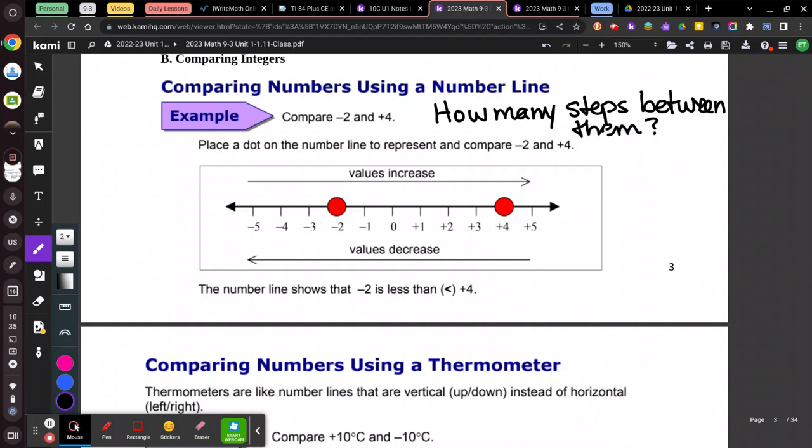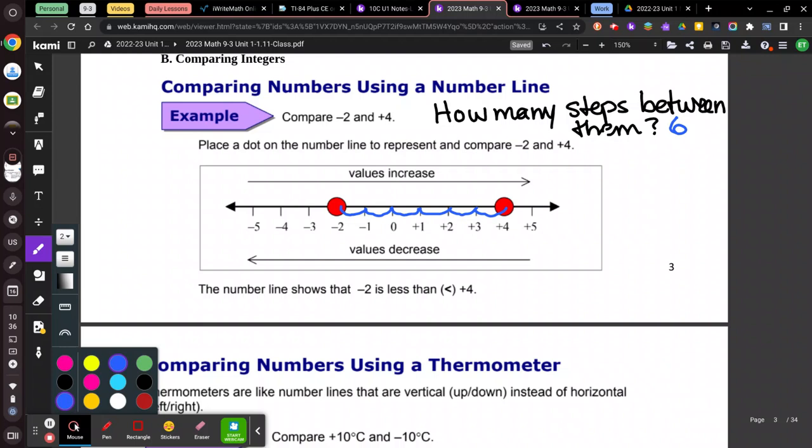So we start at the left and we count to the right. So watch what I'm going to do with my little pencil here. I'm going to start at -2 and go 1 step to the -1, 2 steps. So it's 2 steps away from 0, 3, 4, 5, 6. So it is 6 steps between them.